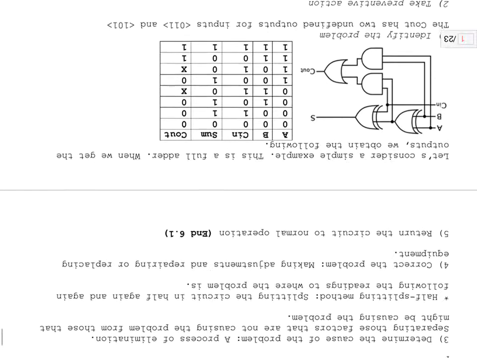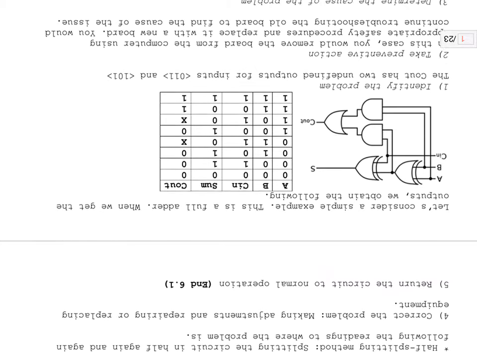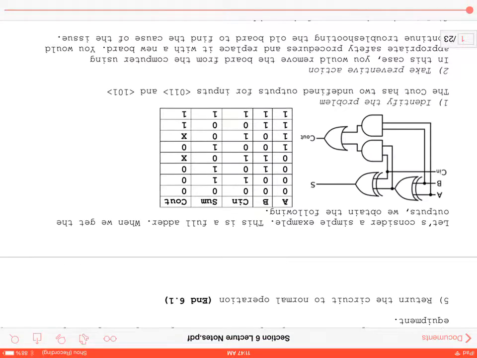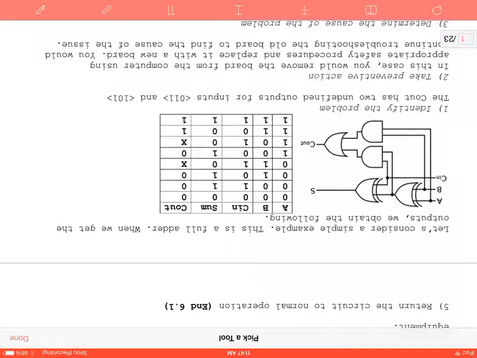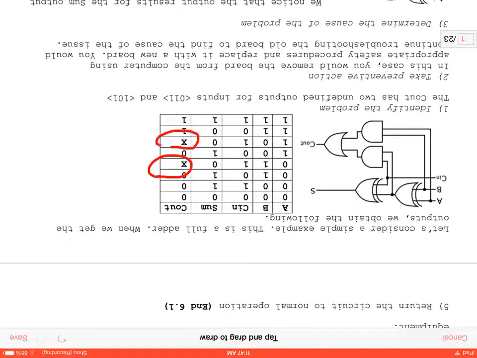So here is a small example. We have a full adder, and we have 2 instances here where we have unknown values on the output. So we have X and X, and our C output.